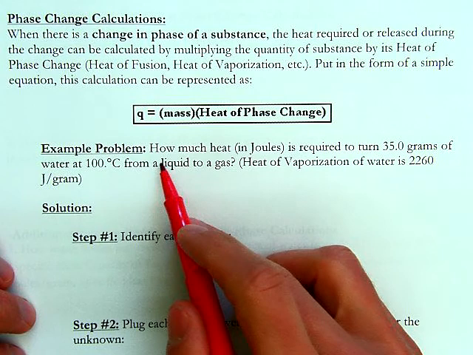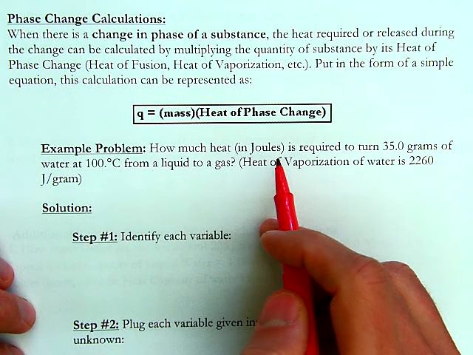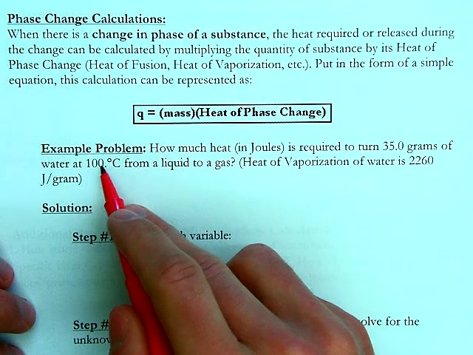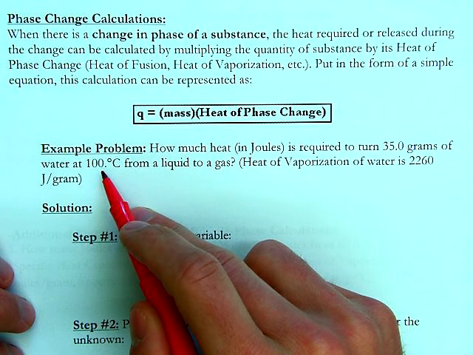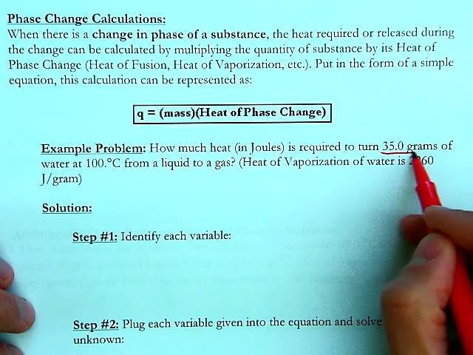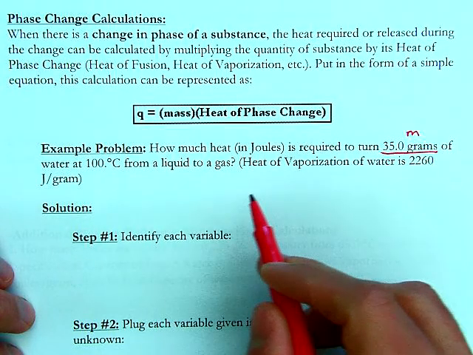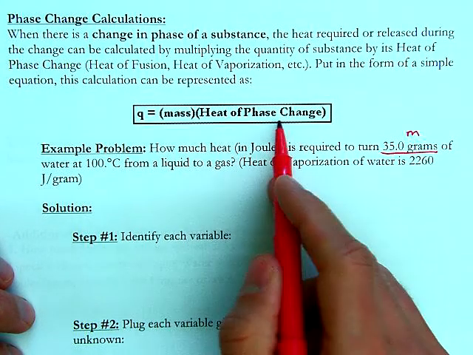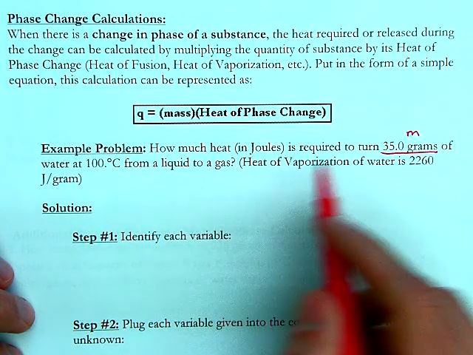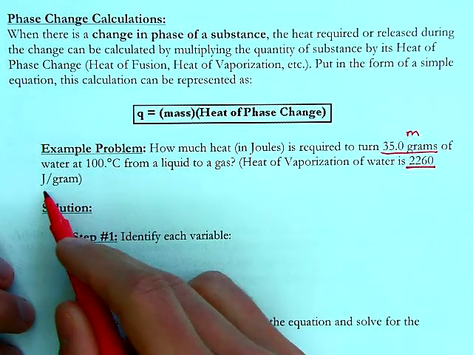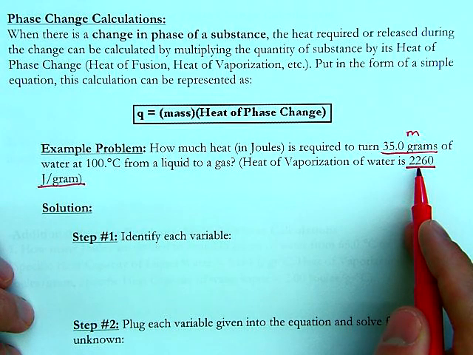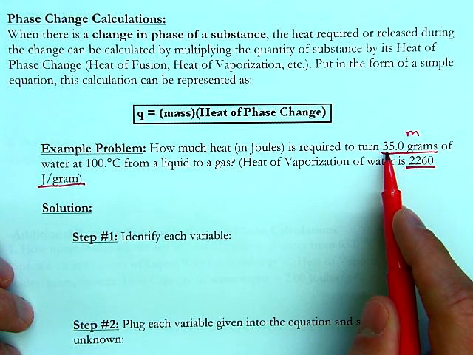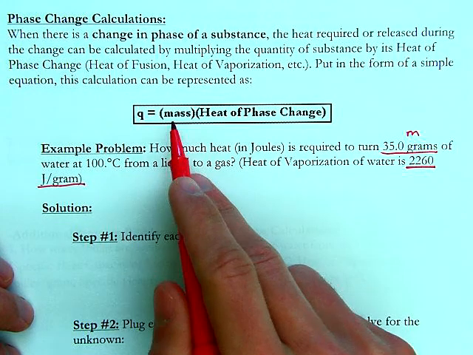So this says, how much heat in joules is required to turn 35 grams of water at 100 degrees from liquid to gas? So it's already at 100 degrees, so we're not going to have any temperature change. We have 35 grams, so that's our mass, and we are turning it from a liquid to a gas, so we have a phase change. Now it tells you the heat of vaporization is 2,260 joules per gram, meaning to turn 1 gram of water at 100 degrees Celsius from a liquid to a gas requires 2,260 joules. We don't have 1 gram, we have 35 grams. So we're going to be multiplying those two numbers. You can see mass times heat of phase change will give you Q.